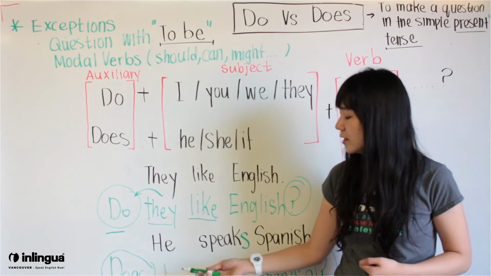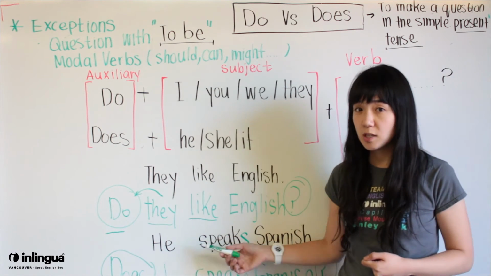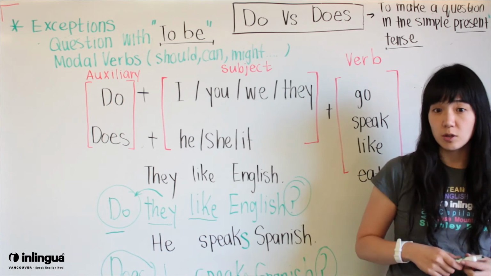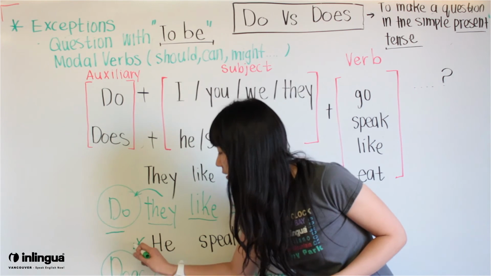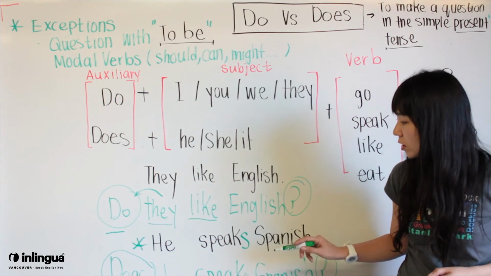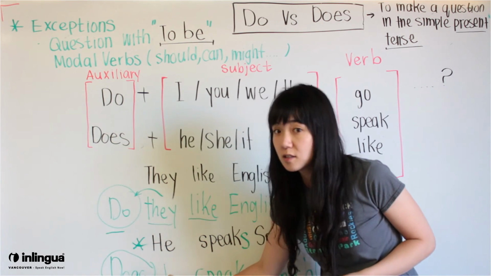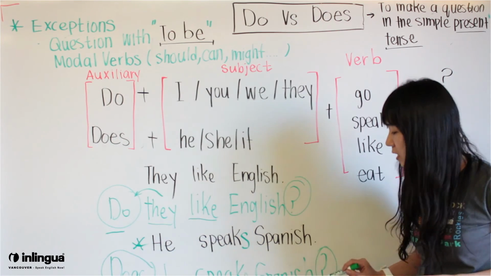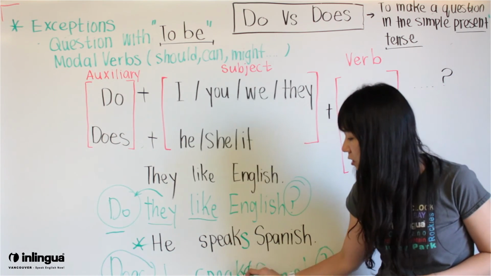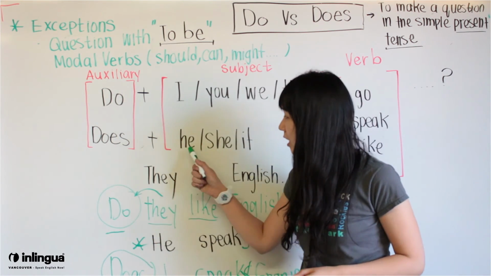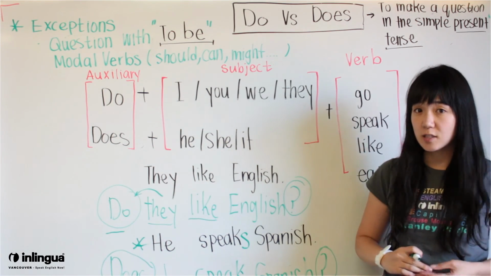Again, the affirmative sentence here is he speaks Spanish. He is the subject, speaks is the verb, and Spanish is the object. So, when you make it into a question, remember with this third person singular, you omit the S on the verb. You just add does. So, does he speak Spanish? It is not correct to put, does he speaks Spanish? This is wrong. When it's he, she, or it, remember to always omit the S on the verb.